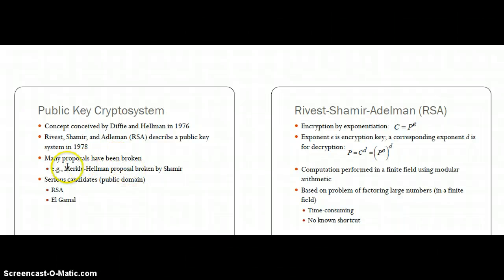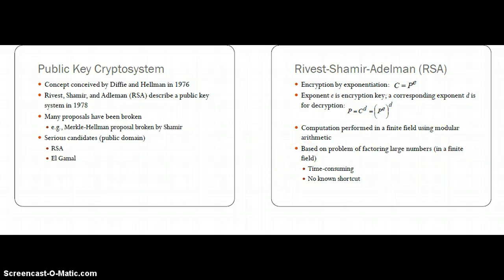Then many proposals came, and we ended up with the serious public domain candidates: RSA, the Rivest-Shamir-Adleman public key algorithm, and the El-Gamal algorithm, a newer public key encryption technique invented by El-Gamal. These are the names of the inventors of those algorithms.